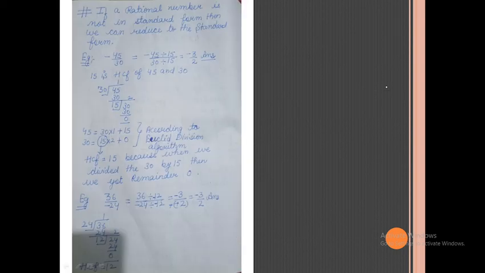If a rational number is not in standard form, then we can reduce it to standard form. And this is the example of converting the rational number into standard form.